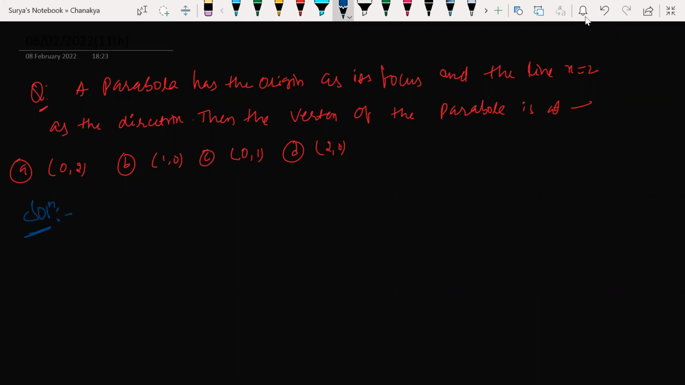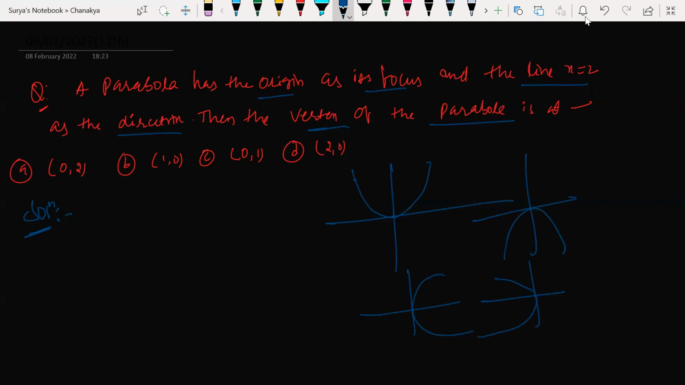Solve this question. The parabola has the origin as its focus, and the line x is equal to 2 as the directrix. Then the vertex of the parabola is what? So basically, look at this. As I told you, these are the different types of parabola. These are standard parabolas, and their vertex would be at (0, 0).